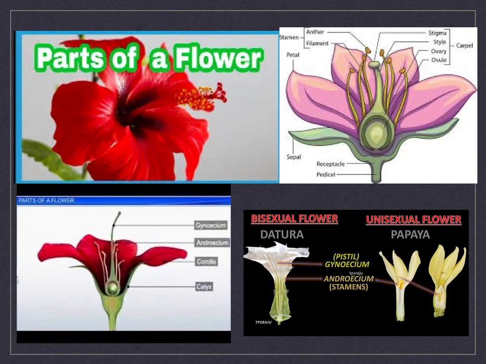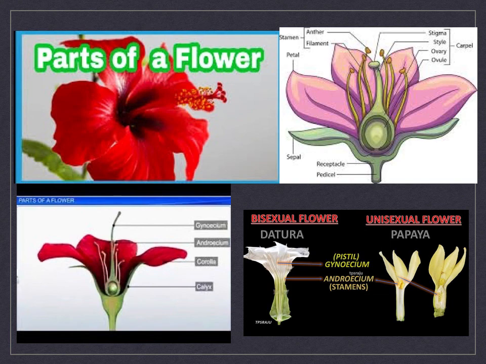Androecium is the male whorl and its members are called stamens, as we have seen. Gynoecium is the female whorl and its members are called carpels. Now these may be separated or united. Ovary is present at the basal end of each carpel. A hollow style comes up from the ovary. Stigma is present at the tip of the style.